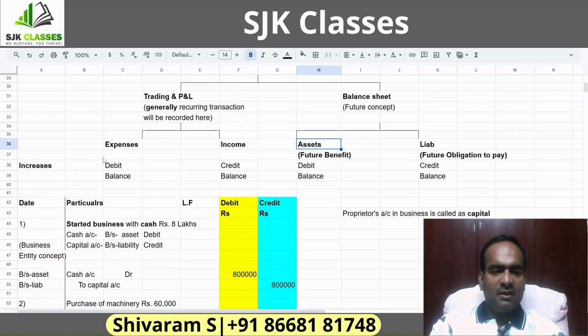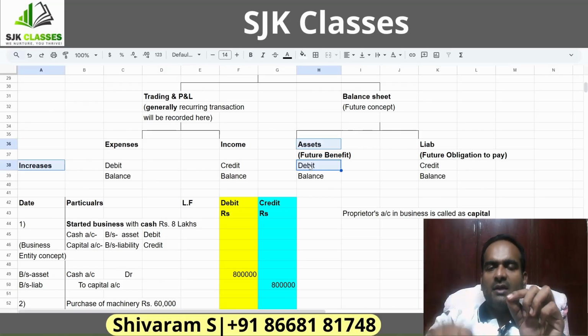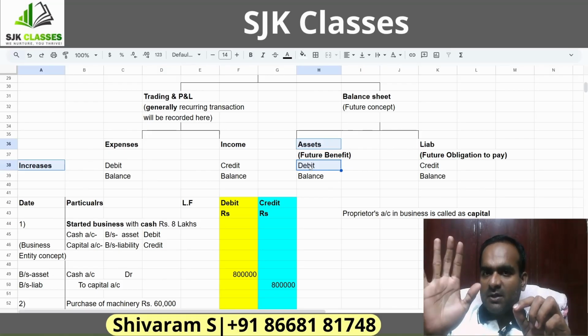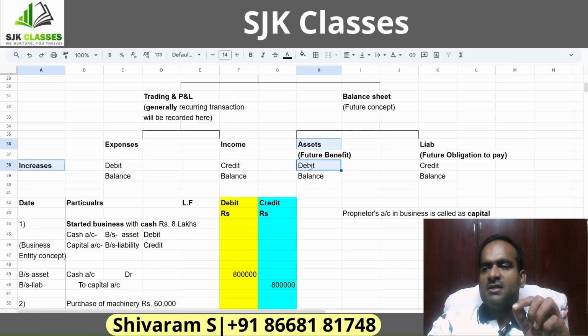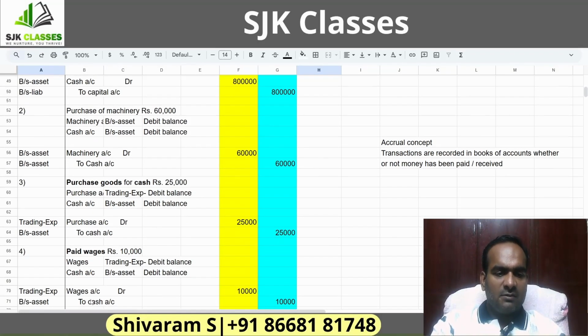Assets, if it increases, I have to give a debit. If an asset decreases, I have to give a credit. Now, when I pay wages, is cash increasing or decreasing? From the firm's perspective, we have to see that the firm is paying the wages. The cash balance goes down in the firm. So, since cash reduces, I have to give a credit. So, cash will be given a credit.